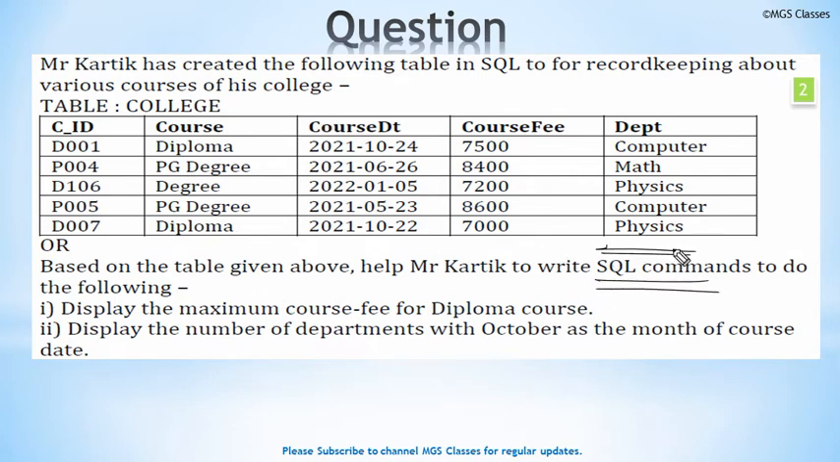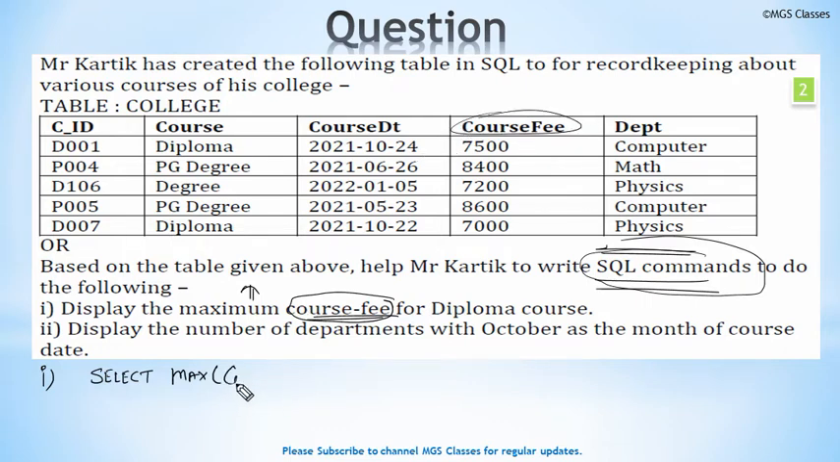In the previous question it was asking to write the output, but in this case it is asking you to write the SQL command. So for the SQL command I am writing the first portion: display the maximum of course fee. To display the maximum of any column, we use the max function. So you can write select and then the max function, and on which column will it be applied? The course fee column, because it is asking you to apply it on the course fee.